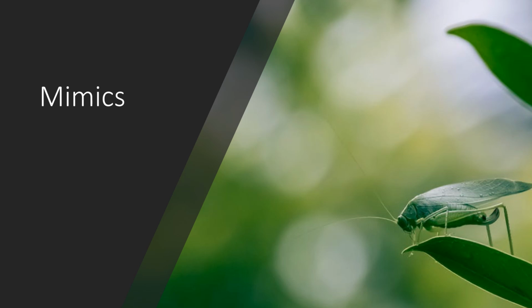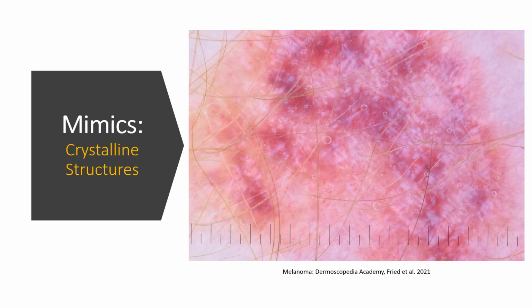There is one important mimic of the shiny white structures seen in BCCs. Crystalline structures, also known as orthogonal white lines, are the melanocytic counterpart to shiny white structures in BCCs. However, these structures in melanomas tend to be finer and more well-defined. You can see in this lesion, you've got these orthogonal white lines arranged. If you moved your dermatoscope, they'd shine back at you.